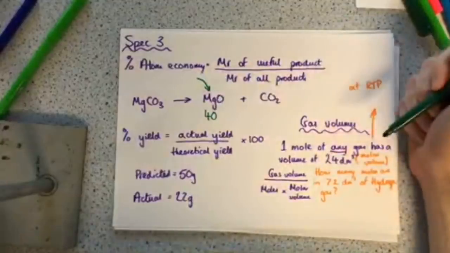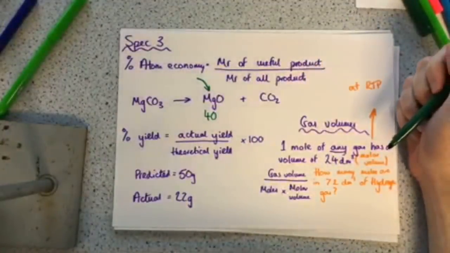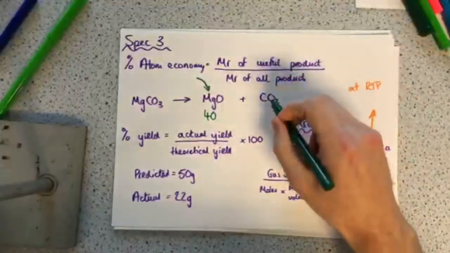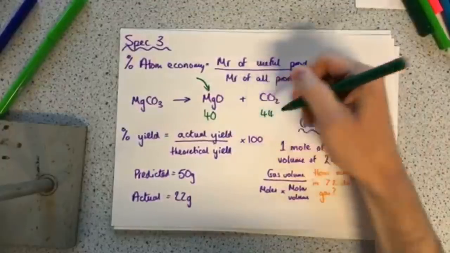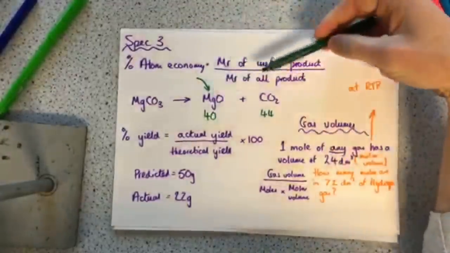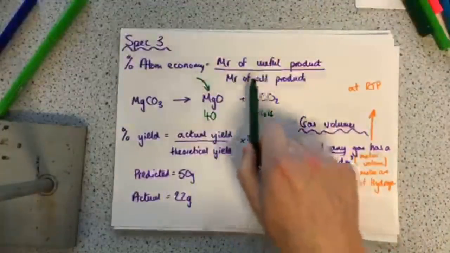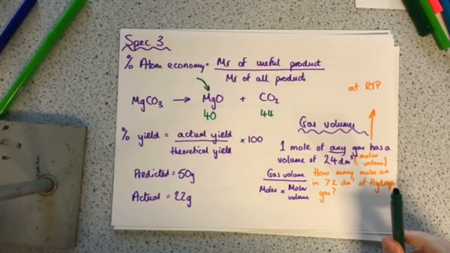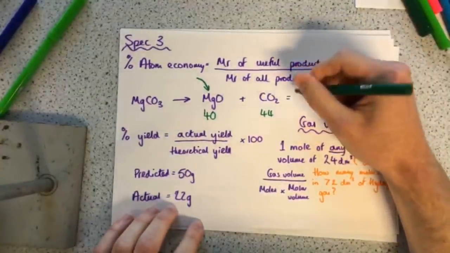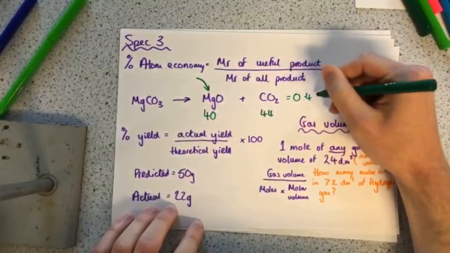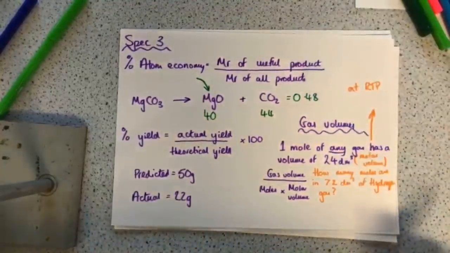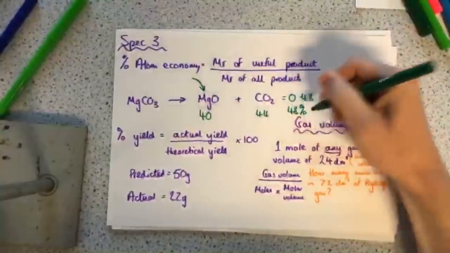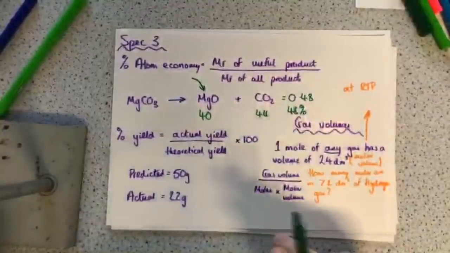What we then need to do is divide that by the MR of all the products. For carbon dioxide, we've got 1 carbon, which is 12, and 2 oxygens, so added up, we've got 44. So we'll do 40 divided by 84, and the reason it's 84 is because we're dividing it by all the products, not just the waste products. So we get an answer of 0.48, I believe. That obviously is a decimal. We wanted a percentage, so multiply it by 100, and we get 48%. So the atom economy in this reaction would be 48%.